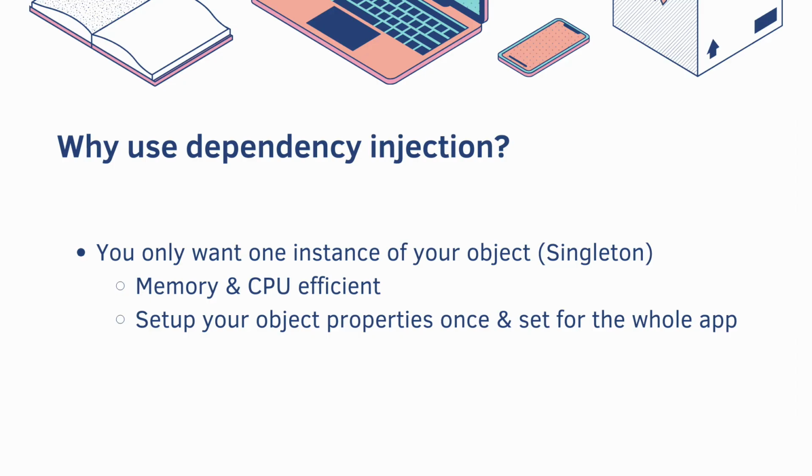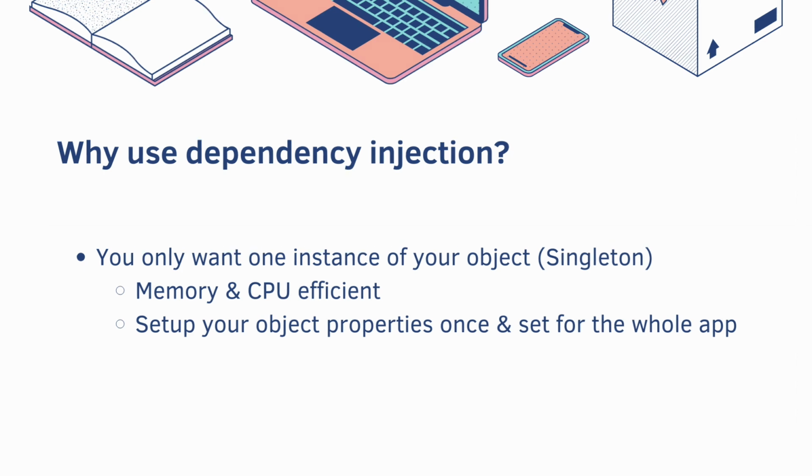So why should you use dependency injection? There's a lot of reasons, but two of them are you only want one instance of your object. This is called a singleton. This means it's more memory and CPU efficient. Instead of having 20 or 30 instances of the CatFactService, there's only one. Also, it allows you to set up your object properties once and then set it for the entire app.